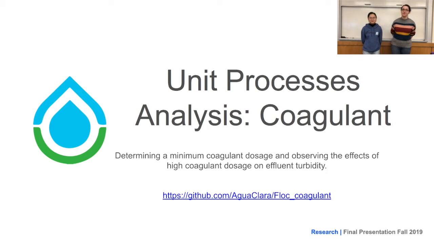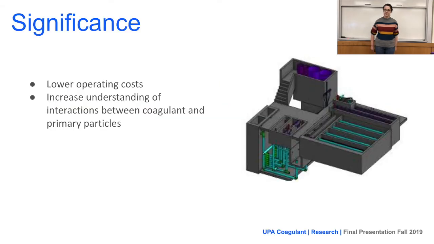So our goal for this semester was to determine a minimum coagulant dosage and observe the effect of high coagulant dosage on turbidity. Coagulant can be a significant operating cost for Agua Clara water treatment plants. Establishing a minimum coagulant dosage for a desired effluent turbidity minimizes the operating cost associated with the purchase of coagulant.